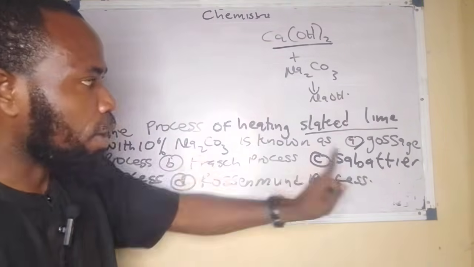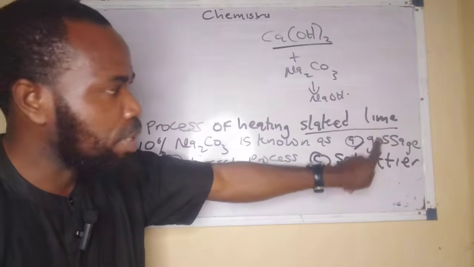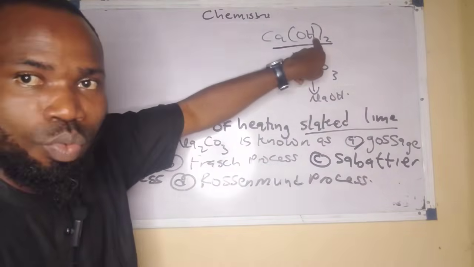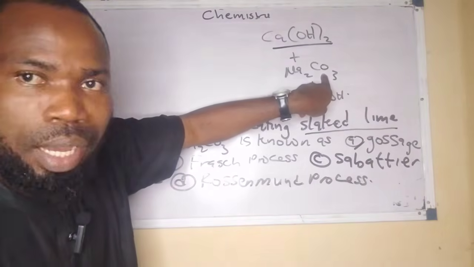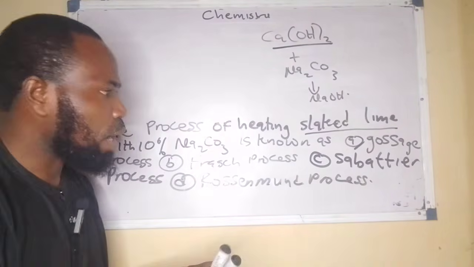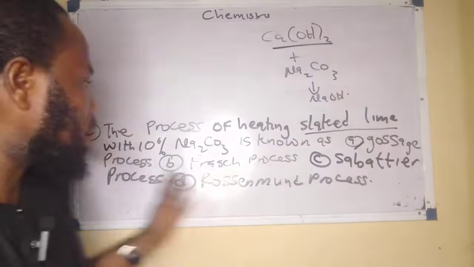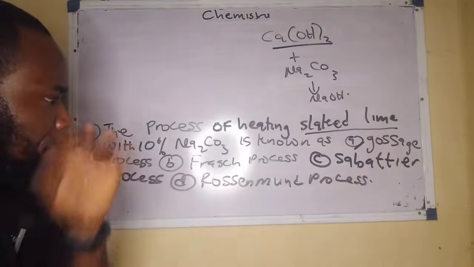Now look at it now. So we've understood why the answer is that way. So the Gossage process is involved in the production of sodium hydroxide, when slaked lime is reacted or heated with sodium carbonate. Now there's this other question I want us to look at again. Now we have seen our answer already, but let's look at the other options like we usually do. Let's bring out some gray areas.